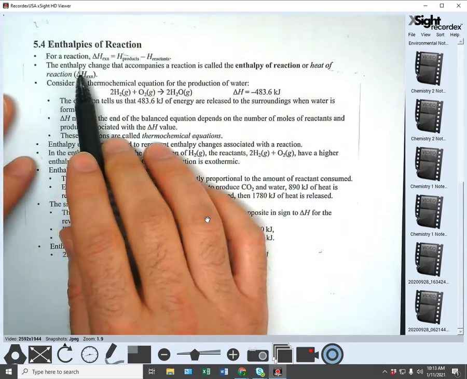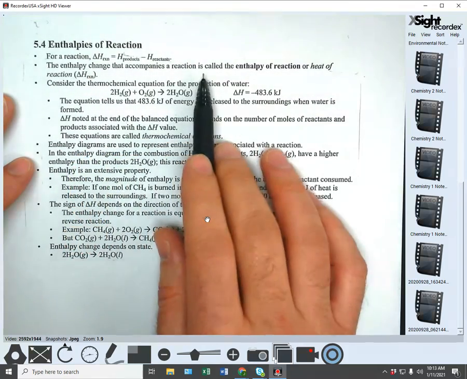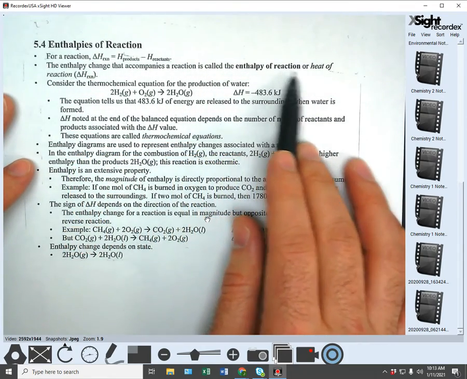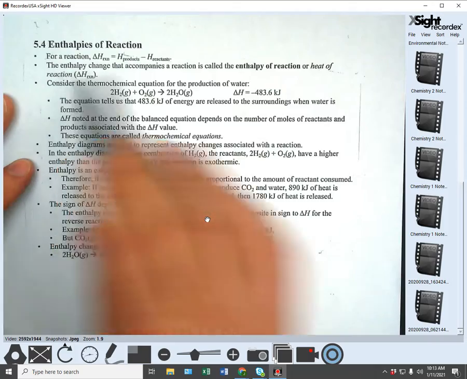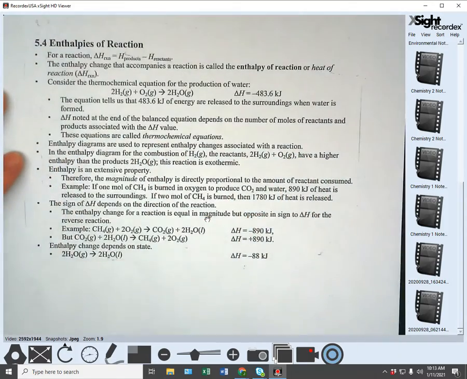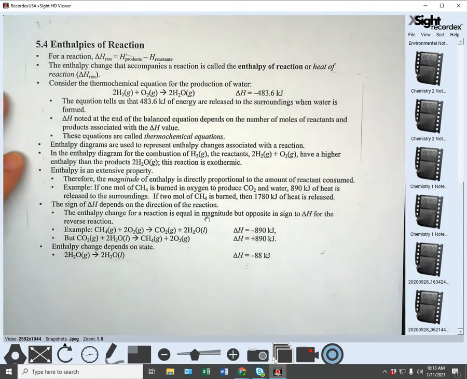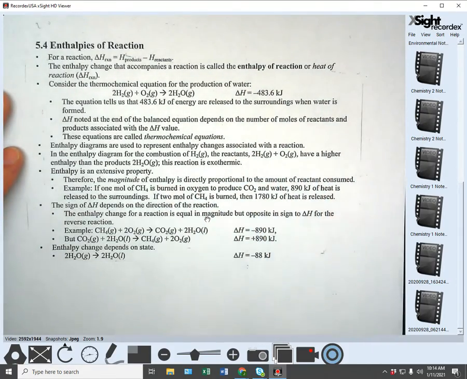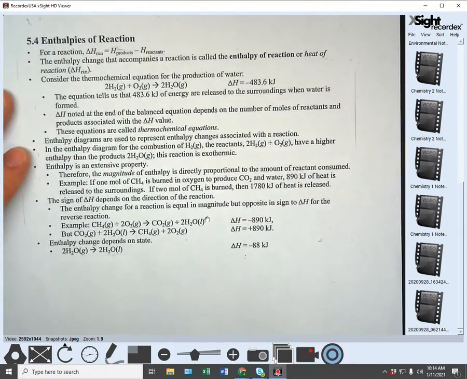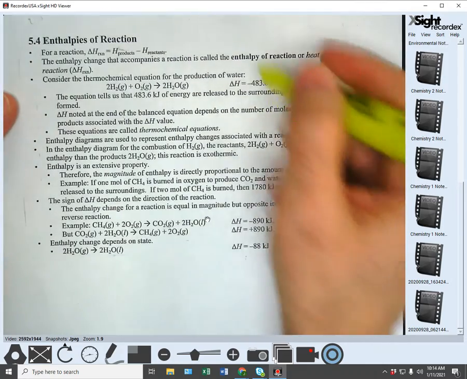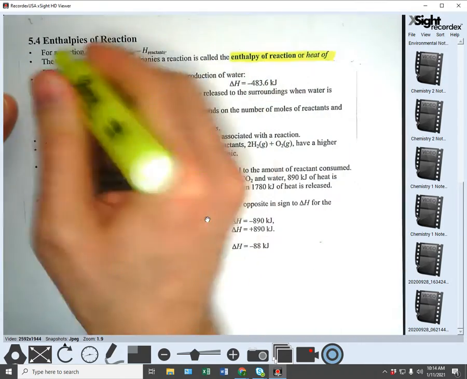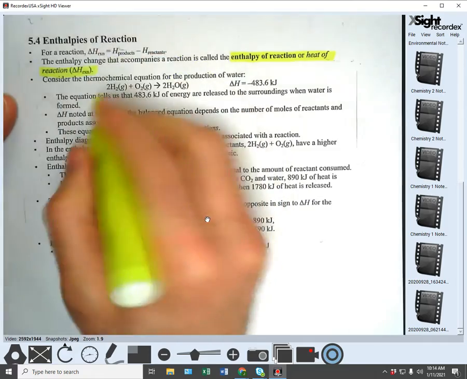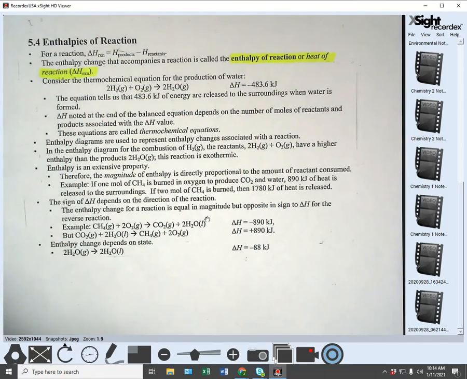Okay. The enthalpy change that accompanies a reaction is called the enthalpy of reaction or heat of reaction. So if you see those terms, they mean essentially the same thing. So enthalpy of reaction or heat of reaction is designated by the delta H sub Rxn.